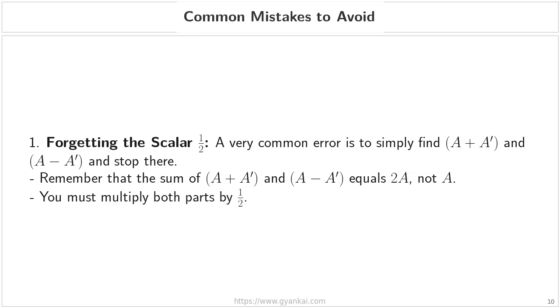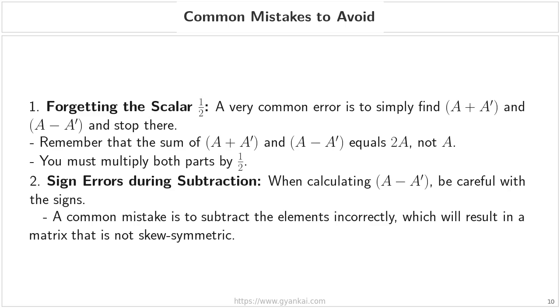First, be mindful of forgetting the scalar 1/2. A very frequent mistake is to simply calculate A plus A transpose and A minus A transpose and stop there. However, you must remember that the sum of these two expressions equals 2 times A, rather than just A. Therefore, it is essential to multiply both the symmetric and skew-symmetric parts by 1/2 to achieve the correct decomposition.